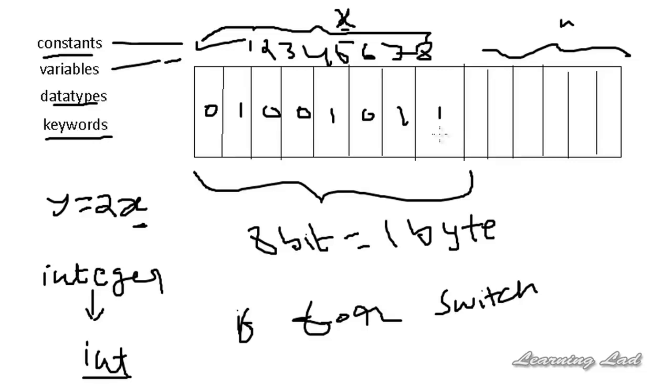So this is it, guys. This is some information on the constants, variables, data types, and keywords.